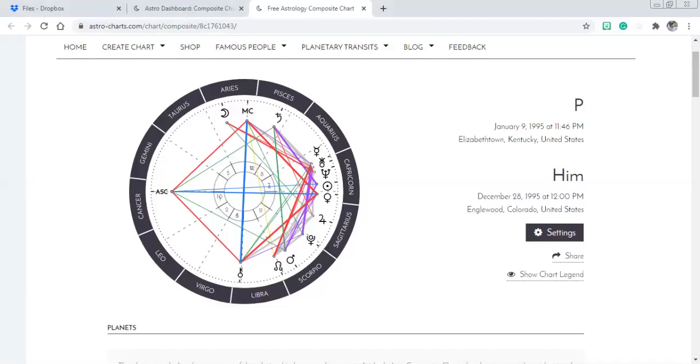Okay, so this is a composite chart. For a composite chart, it's the relationship of two individuals, how their charts come together and make the energy of what their purpose is as a squad. I use astro charts for mine. You are free to use any other thing because it's handy. Because sometimes, as you can see right here, let me zoom in so you guys can see.